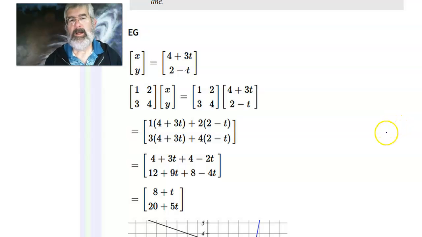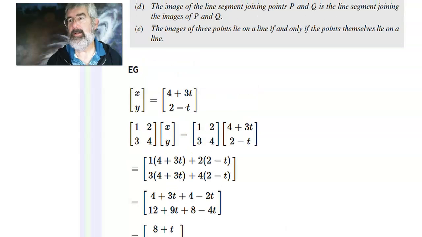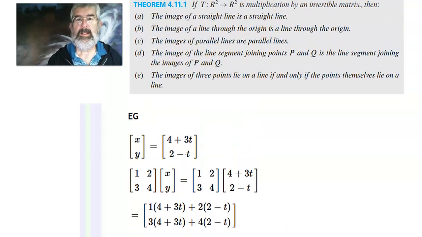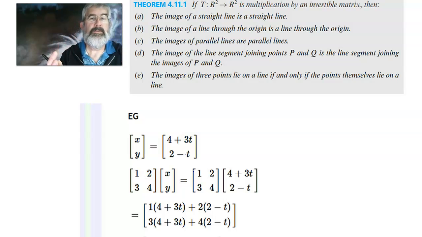Okay. Now, the invertibility of this is important, right? The image of a straight line is a line. I showed that here, that the image of this line is a line. But if this was not invertible, say, for instance, if you're projecting down onto the x-axis, you could have a vertical line that all gets projected down to a point. So your image of your line would not be a line anymore, it would just be a single point.